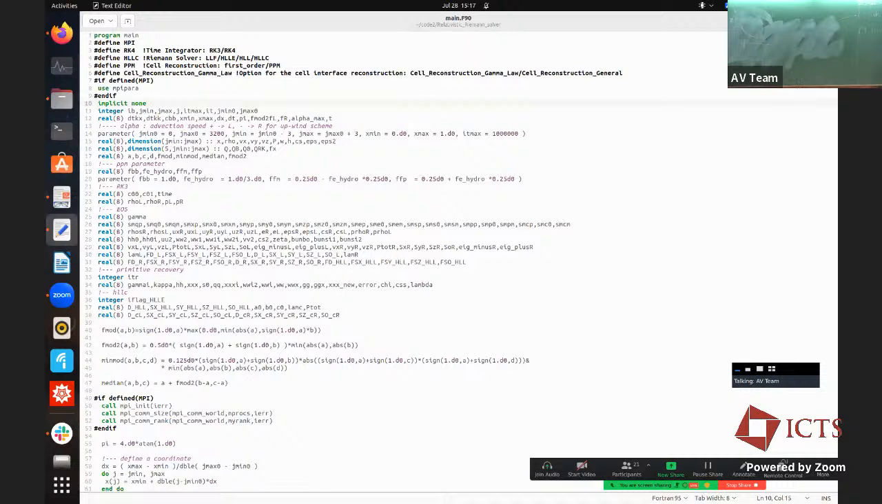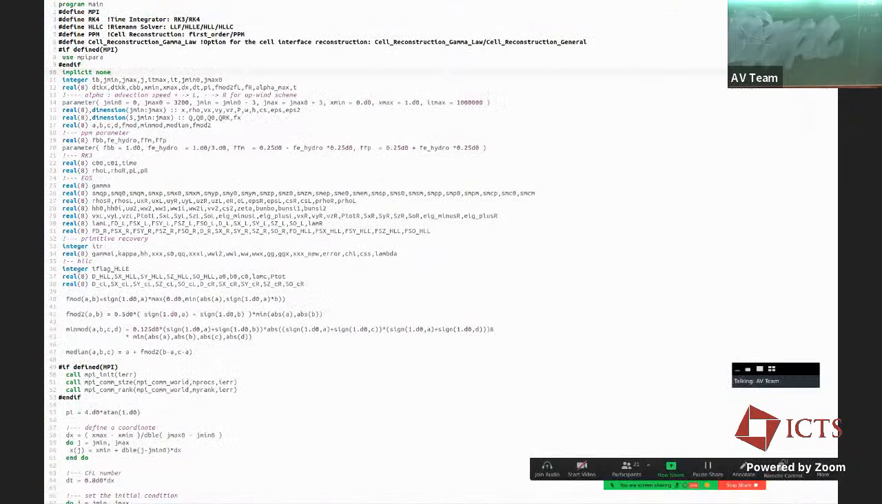Here you define the index for the X direction. For example, a relatively large number, 3,200 grid points in one direction. I also define a numerical domain from 0 to 1. Here is the iteration number, and FBV is again the compression parameter for the PPM reconstruction. For a third order case, this should be between 1 and 4.